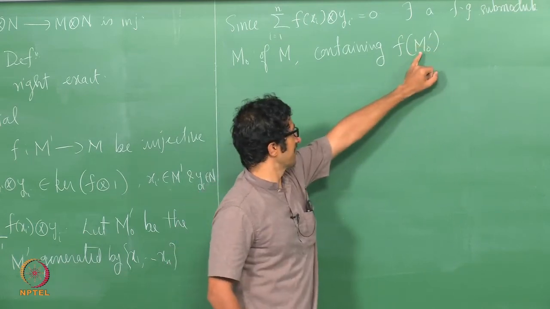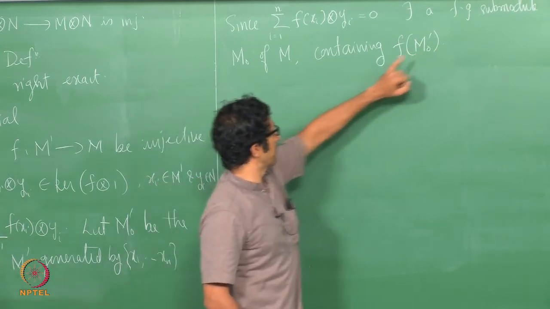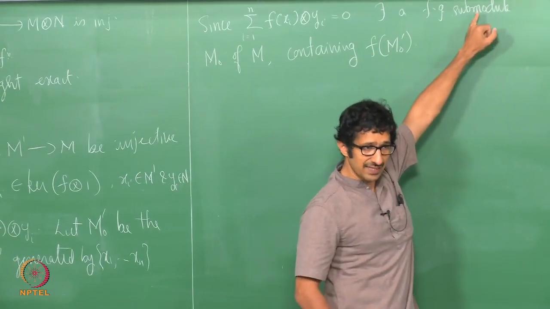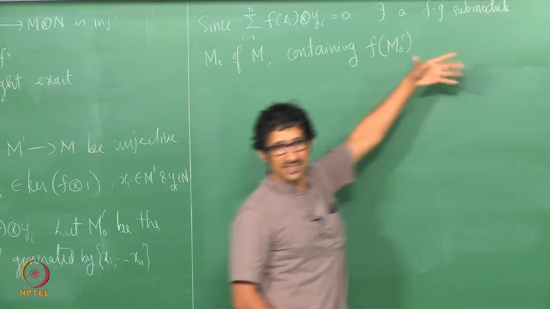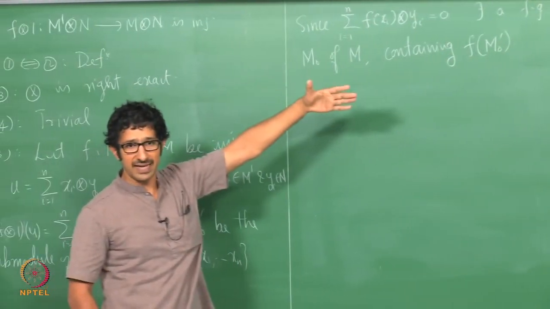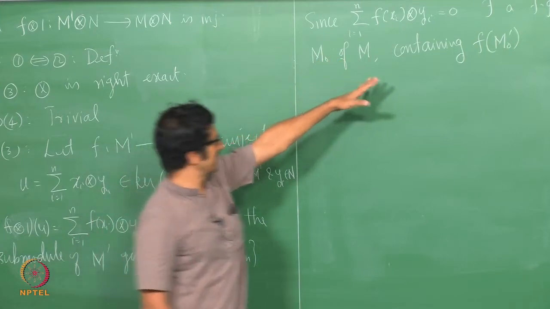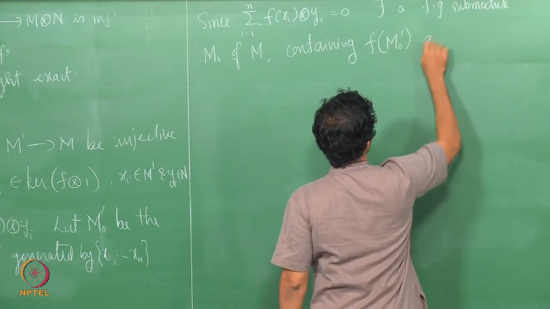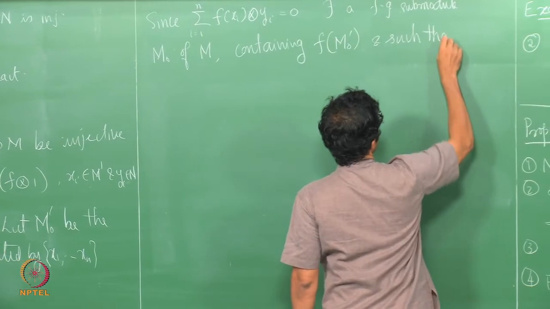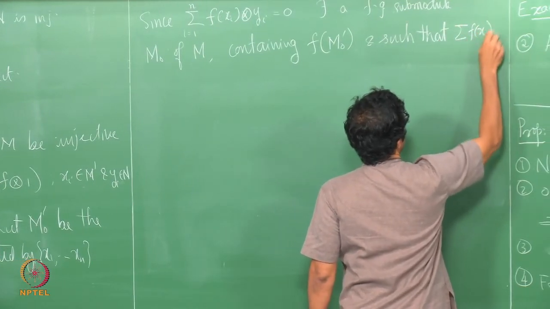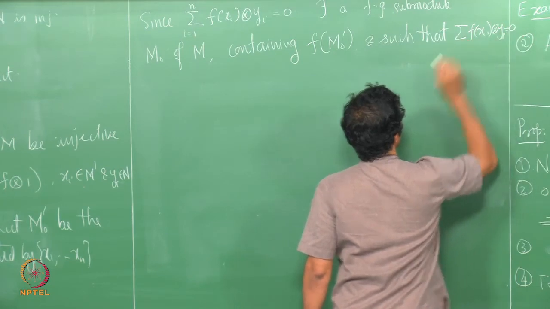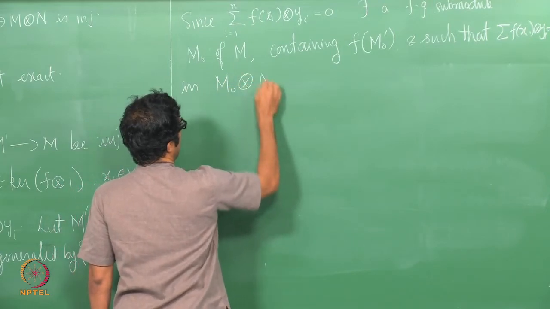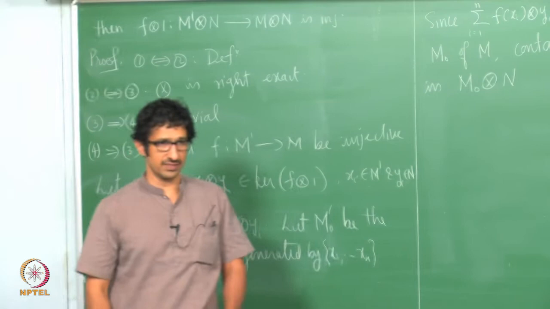Therefore, if I take f of m naught prime and the existing finitely generated submodule, we can take the sum and take m naught to be that one. So, let us just take the finitely generated submodule m naught of m containing f of m naught prime, such that summation f x i tensor y i is 0 in m naught tensor n. In this submodule it is 0.